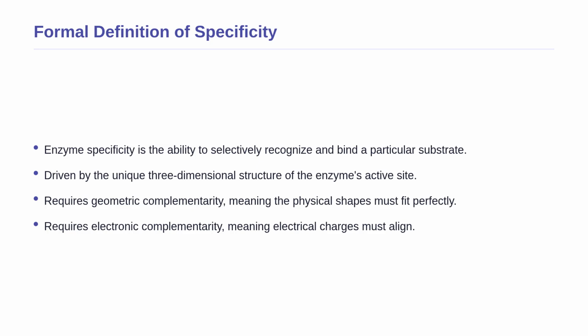For a substrate to bind successfully, two conditions must be met. First, it must have geometric complementarity, meaning its physical shape fits snugly into the active site. Second, it must have electronic complementarity, meaning its electrical charges align perfectly with the amino acids lining the enzyme. There are different levels of this specificity, ranging from absolute specificity for a single molecule to group specificity for a family of related molecules.